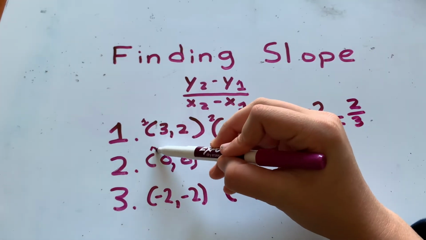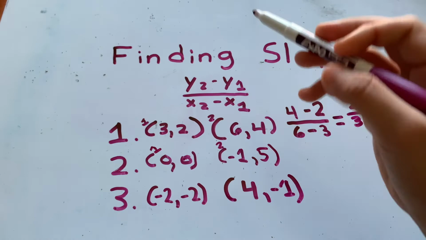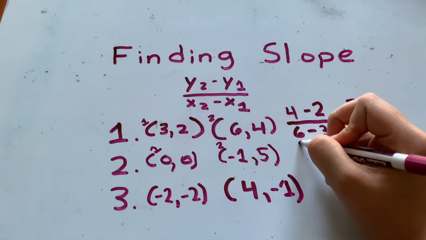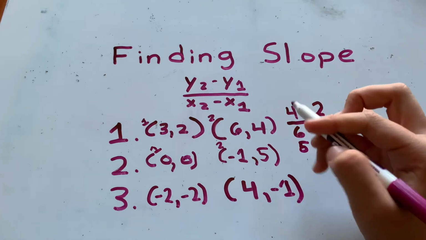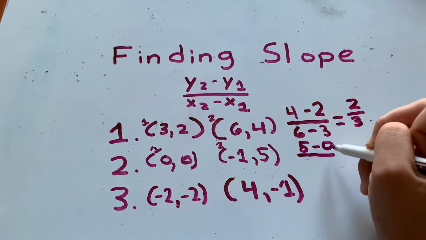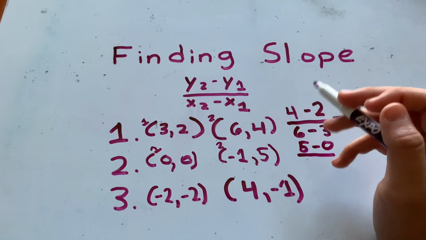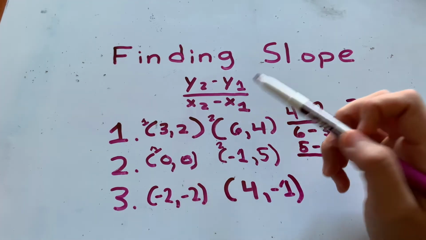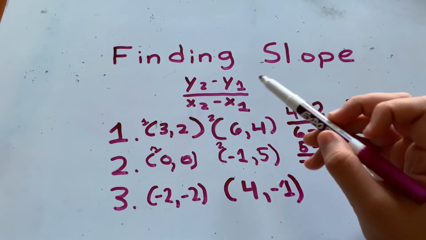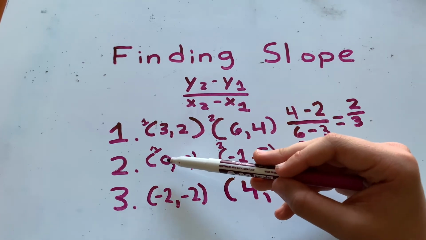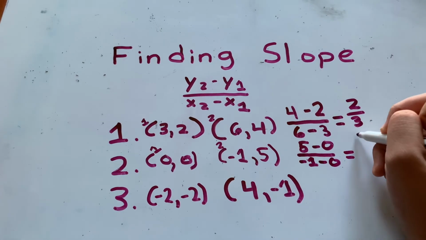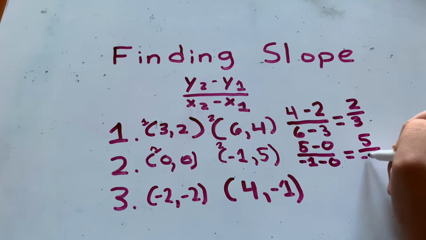Make this point 1, make this point 2, and y of point 2 is 5, and y of point 1 is 0, so minus 0. And then x of point 2 is negative 1, and x of point 1 is 0. So we get 5 over negative 1.